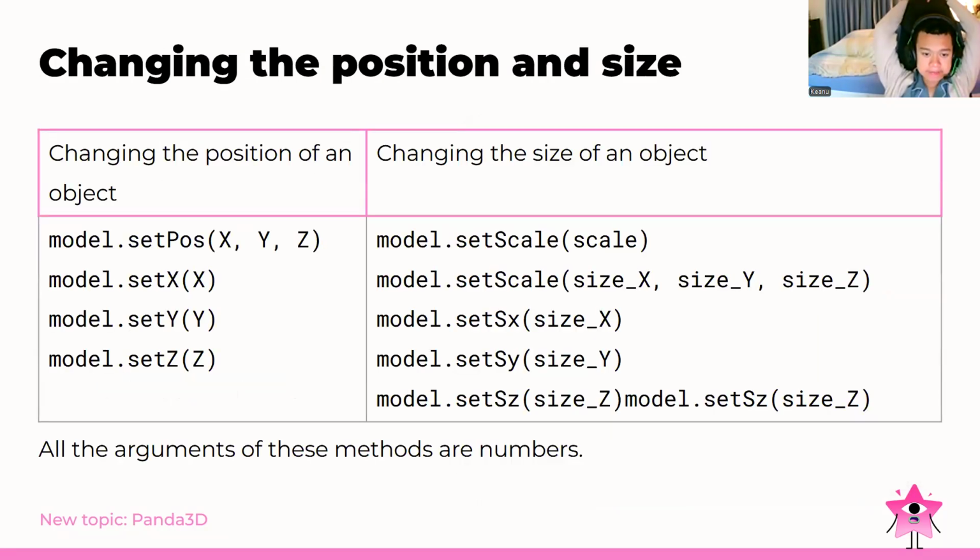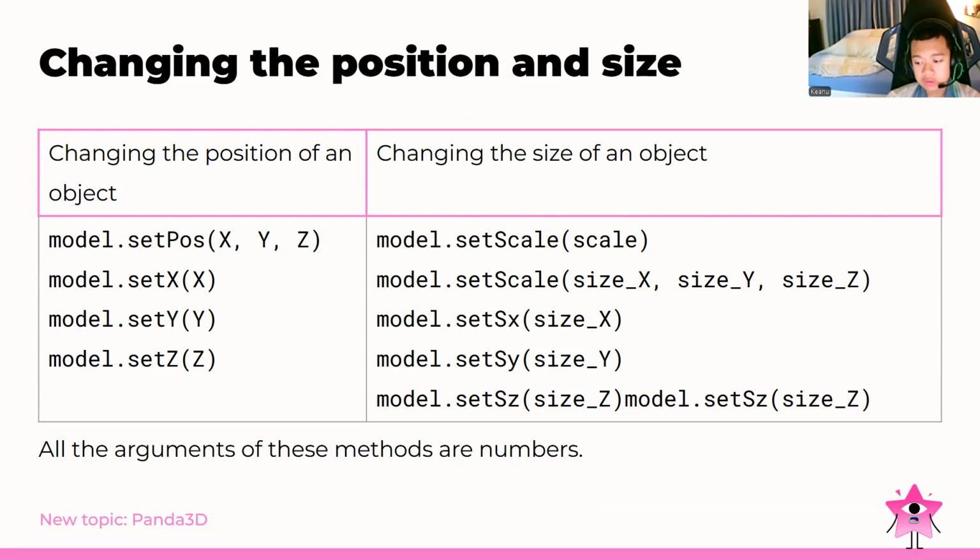Basically, we can change the position and size. For changing position, as you can see, for 3D we have three dimensions: X, Y, and also Z. So basically, just set model.setX for X, setY for Y, setZ for Z. And then we set model.setScale, with size X, size Y, size Z. We set setSx for the size X, setSy for the size Y, and setSz for the size Z. And that's it. All arguments of these methods are numbers.